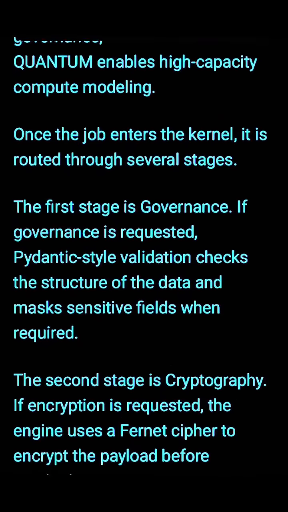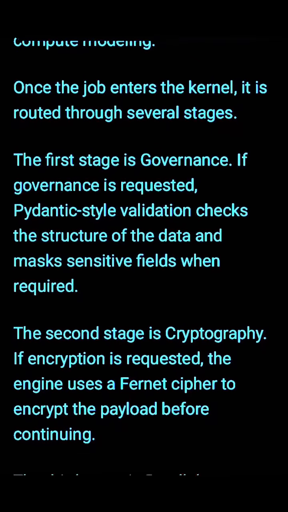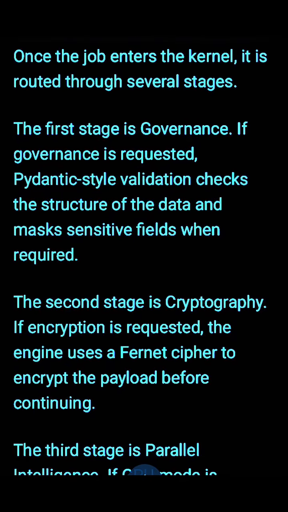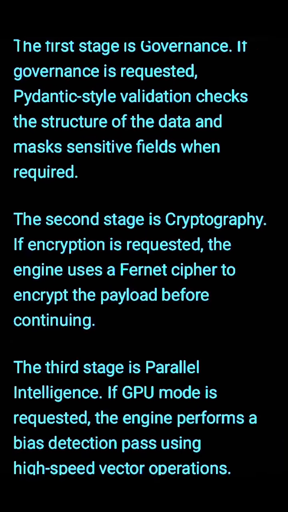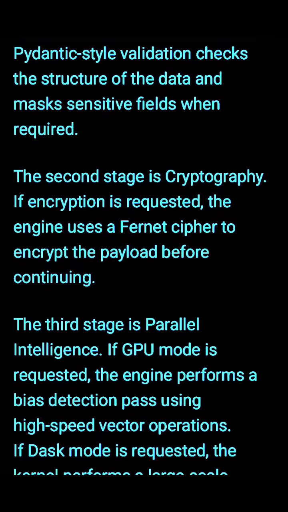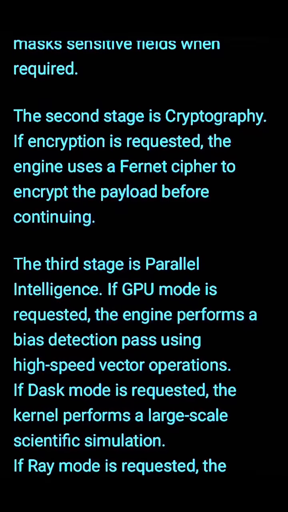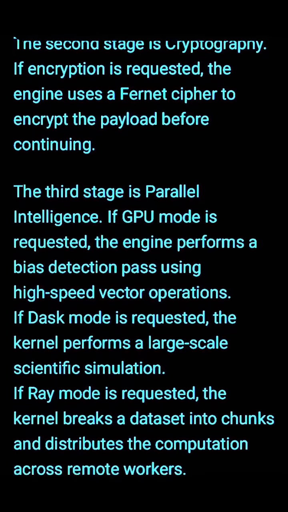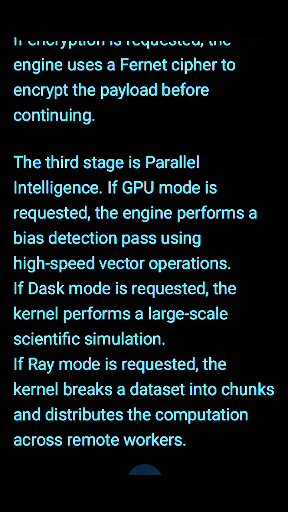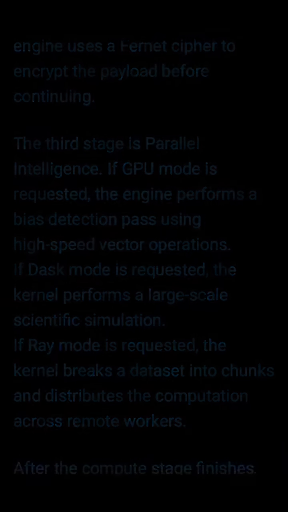Once the job enters the kernel, it is routed through several stages. The first stage is governance. If governance is requested, Pydantic-style validation checks the structure of the data and masks sensitive fields when required. The second stage is cryptography. If encryption is requested, the engine uses a Fernet cipher to encrypt the payload before continuing.